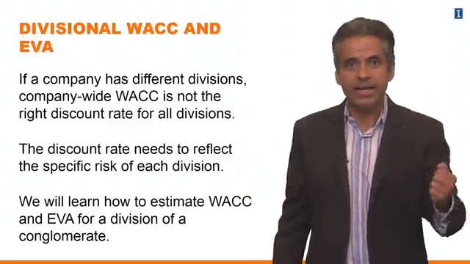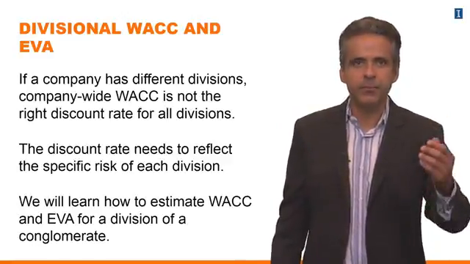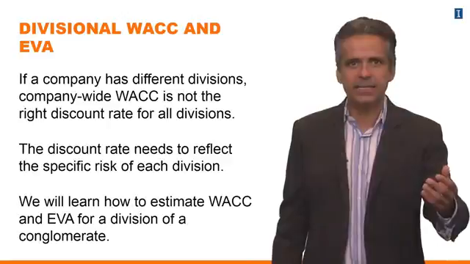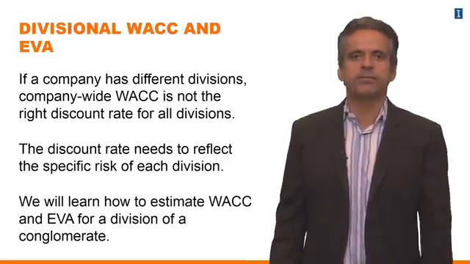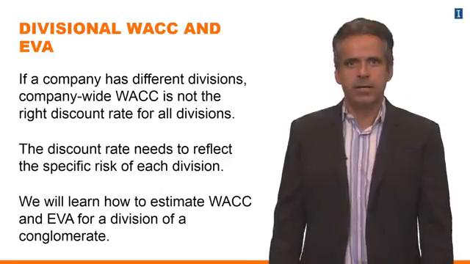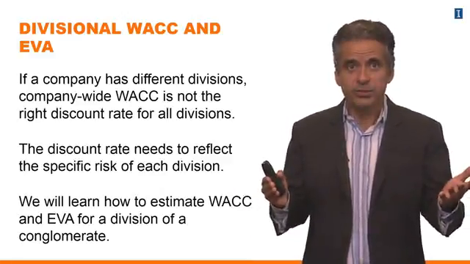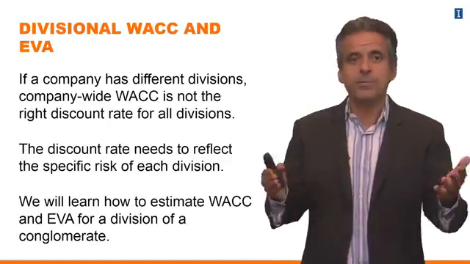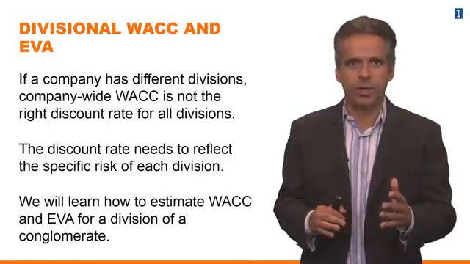Remember the initial idea. Discount rates have to reflect the specific risk of each project, right? In this case, the discount rate has to reflect the specific risk of each division, right? And if a company has many divisions, then all hell breaks loose. The answer may be no. Maybe the company-wide cost of capital is not doing the right job, right?